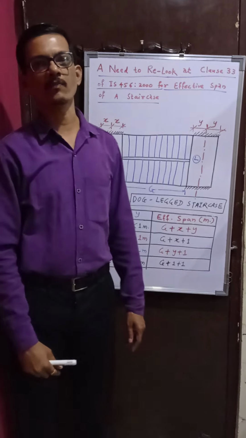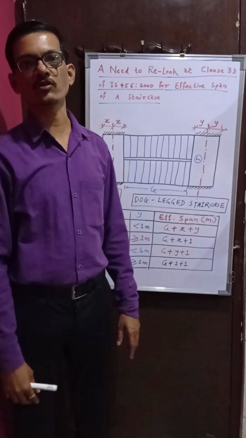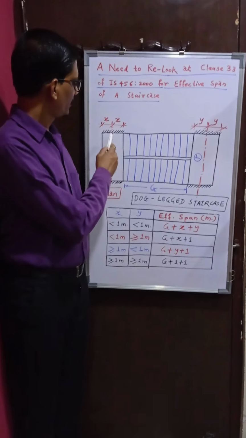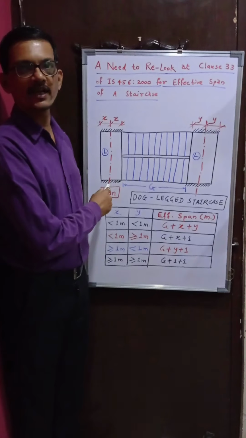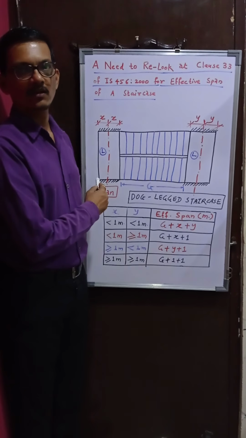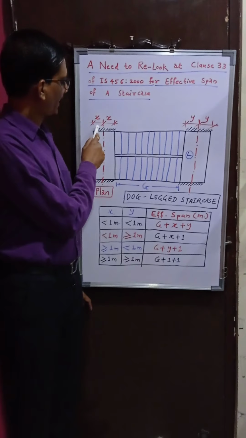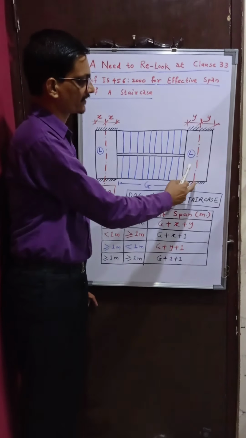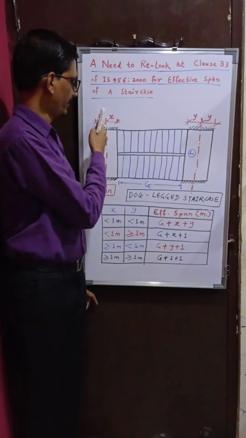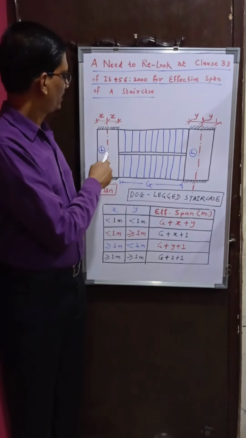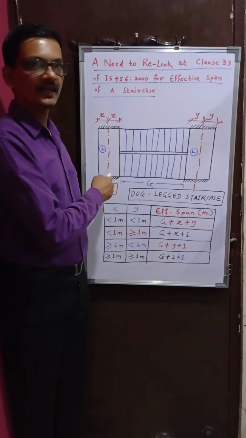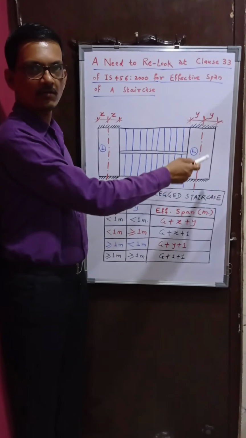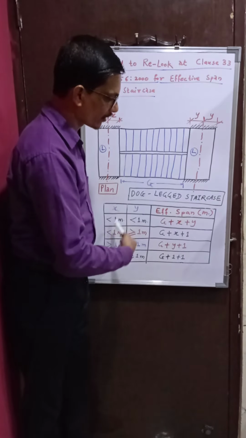Now, one of the sub clauses of clause number 33 of IS 456 2000 says that when the landing is supported in the transverse direction, or in other words, when it is supported at the sides, that means on this side and this side, here also on this side and this side, instead of supporting at the ends, or in other words, when the landing is spanning in a direction perpendicular to the direction of the flight, then the effective span of the staircase to be considered is given by this table.